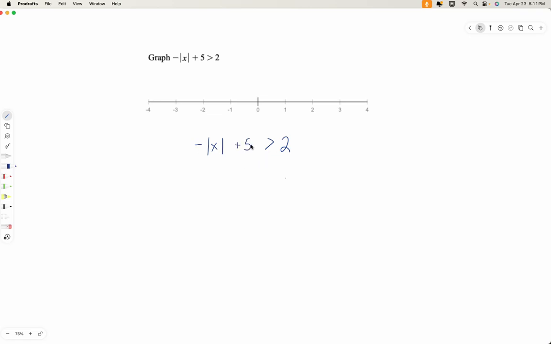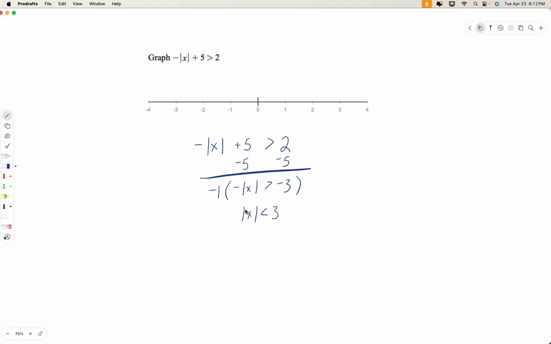We've got to get rid of this 5 and get x by itself. So we subtract 5 from both sides. Negative absolute value of x is greater than -3, because 2 minus 5 is -3. Now we got to get rid of the negative. -1 times this gives us a positive. The opposite of greater than is less than, and the opposite of -3 is positive 3.